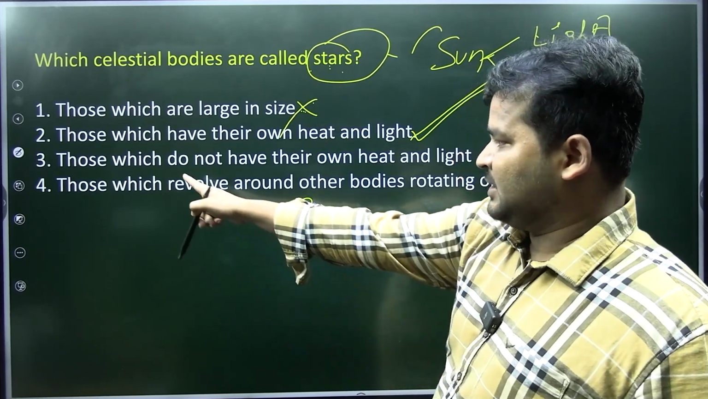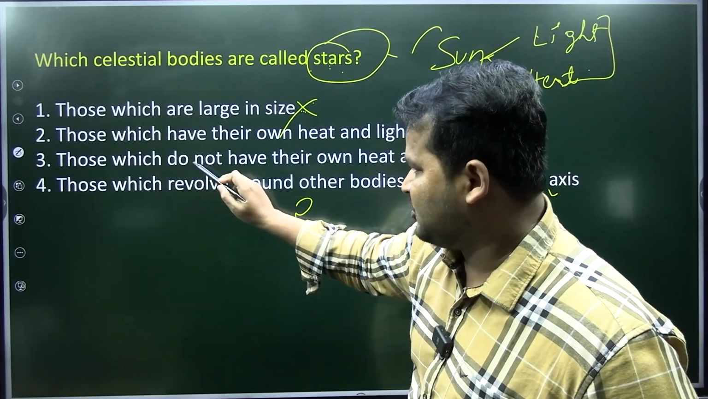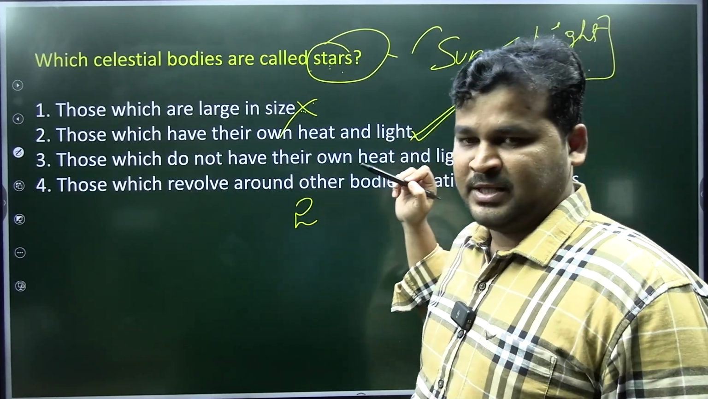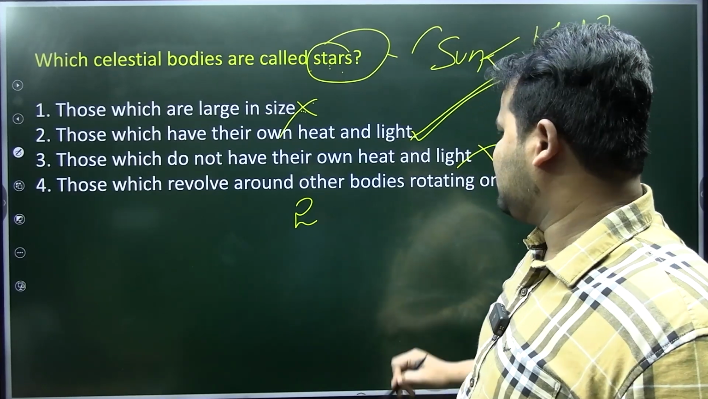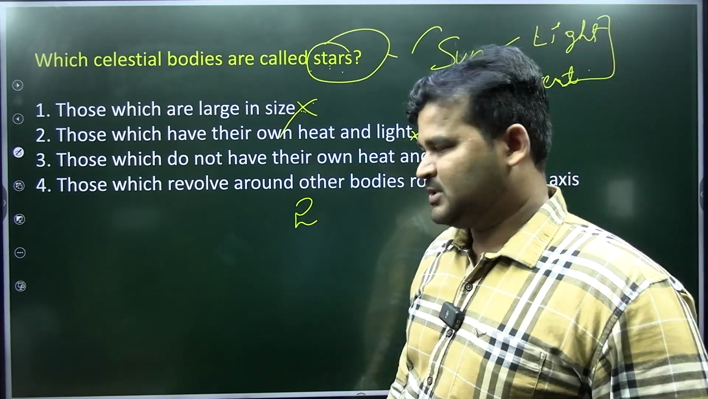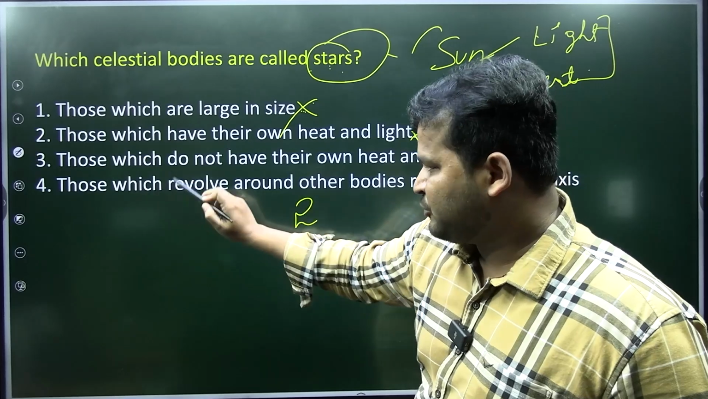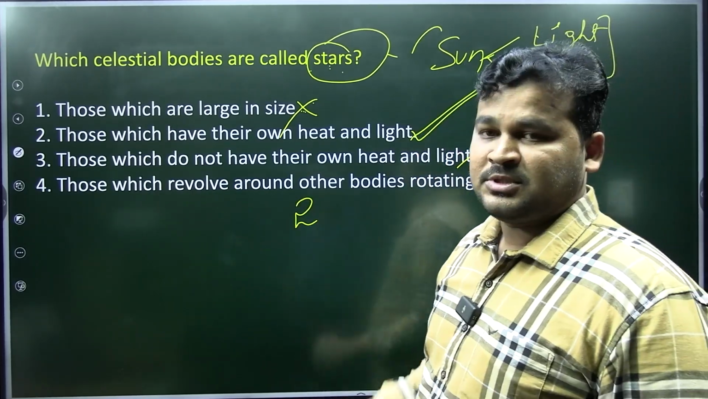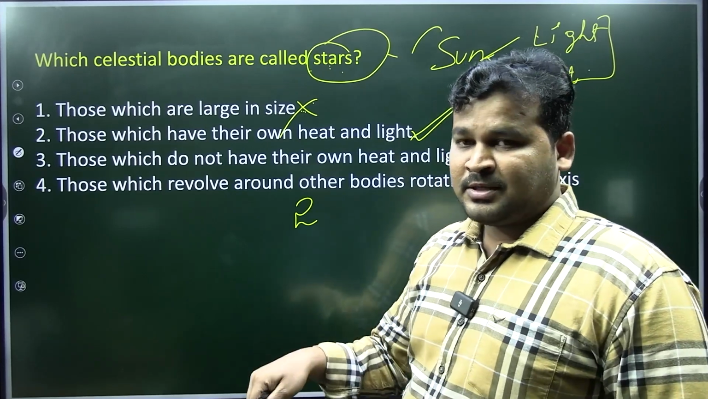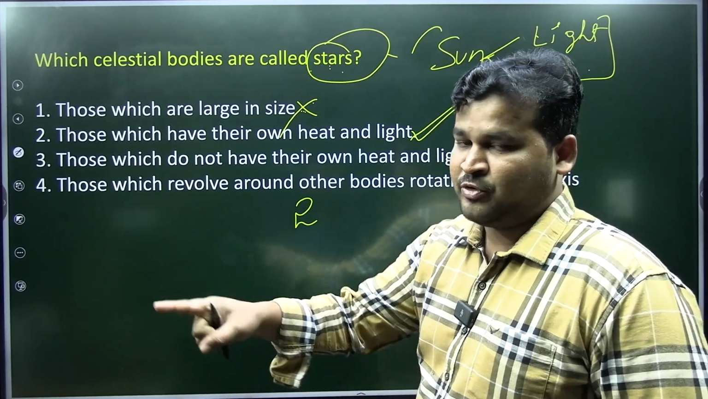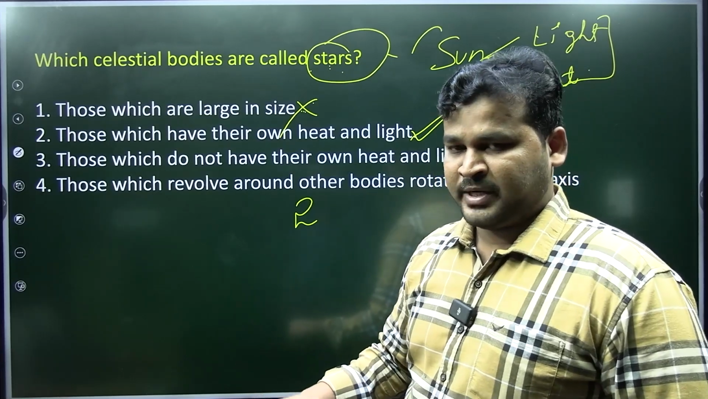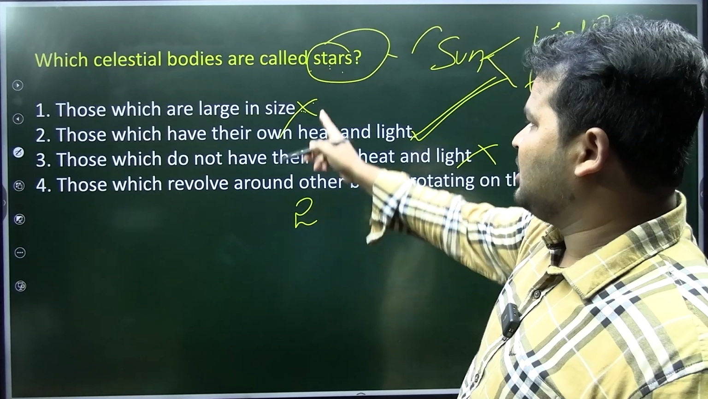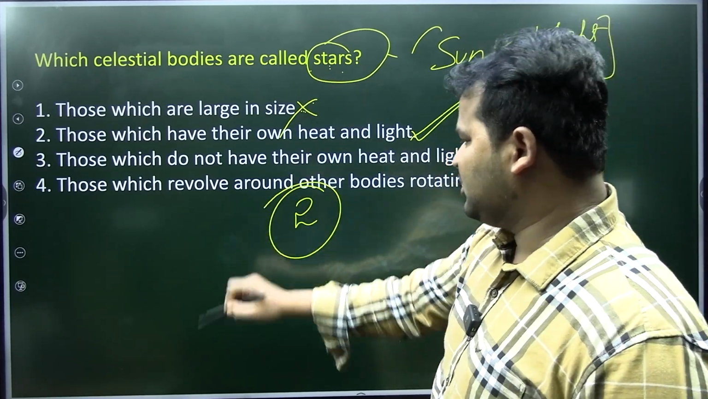First one is false. Third one, those which do not have their own heat and light. As I said, a star should be self-luminous, but it is not explaining self-luminous. Fourth one, those which revolve around other bodies rotating on their axis. Here in our solar system, the star, the Sun, is not rotating around the planets. Planets are rotating around the Sun. So that's why this is also false. Finally, for this question, 2 is the right one.